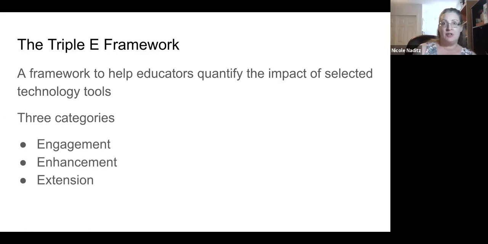So although the topic for our session tonight is called engagement, we will actually look a little bit at the other 2 categories as well, because kind of like what we saw with the Universal Design for Learning guidelines, there is some crossover and overlap and connection between the 3: engagement, enhancement, and extension.